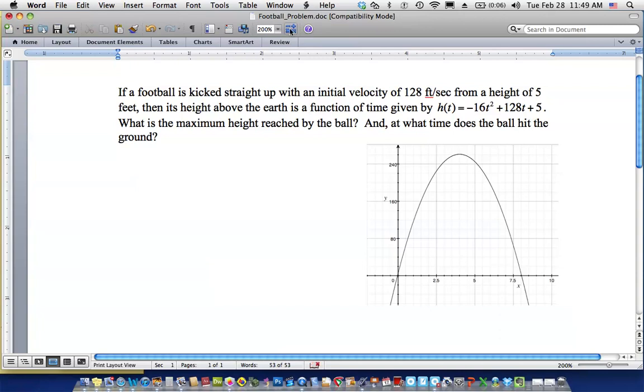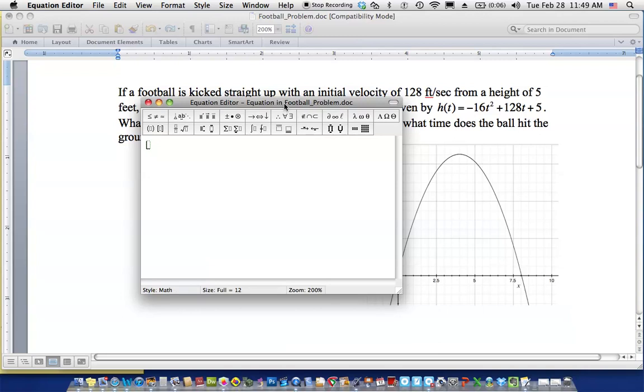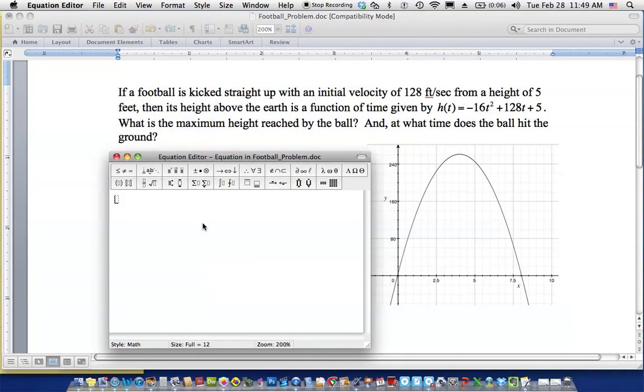So let's start by solving this. Let's look at the function. We're going to have to complete the square to solve this. You can do it another way, but completing the square in this case is going to be the easiest way. So we start with h of t equaling negative 16t squared plus 128t plus 5. Remember for these types of problems, first factor out what we can and then move the 5 outside the factoring parentheses.